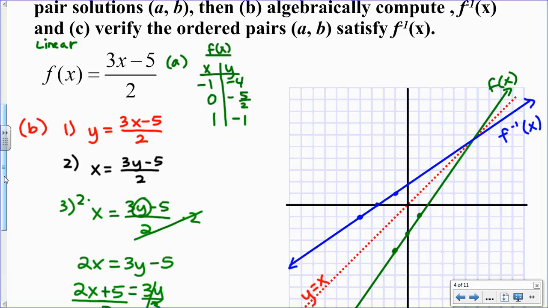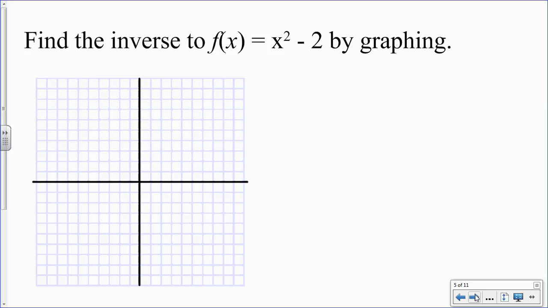Okay, so let's look at this. We'll just get this started, and then we'll have to stop. We get out of here at 11:33.